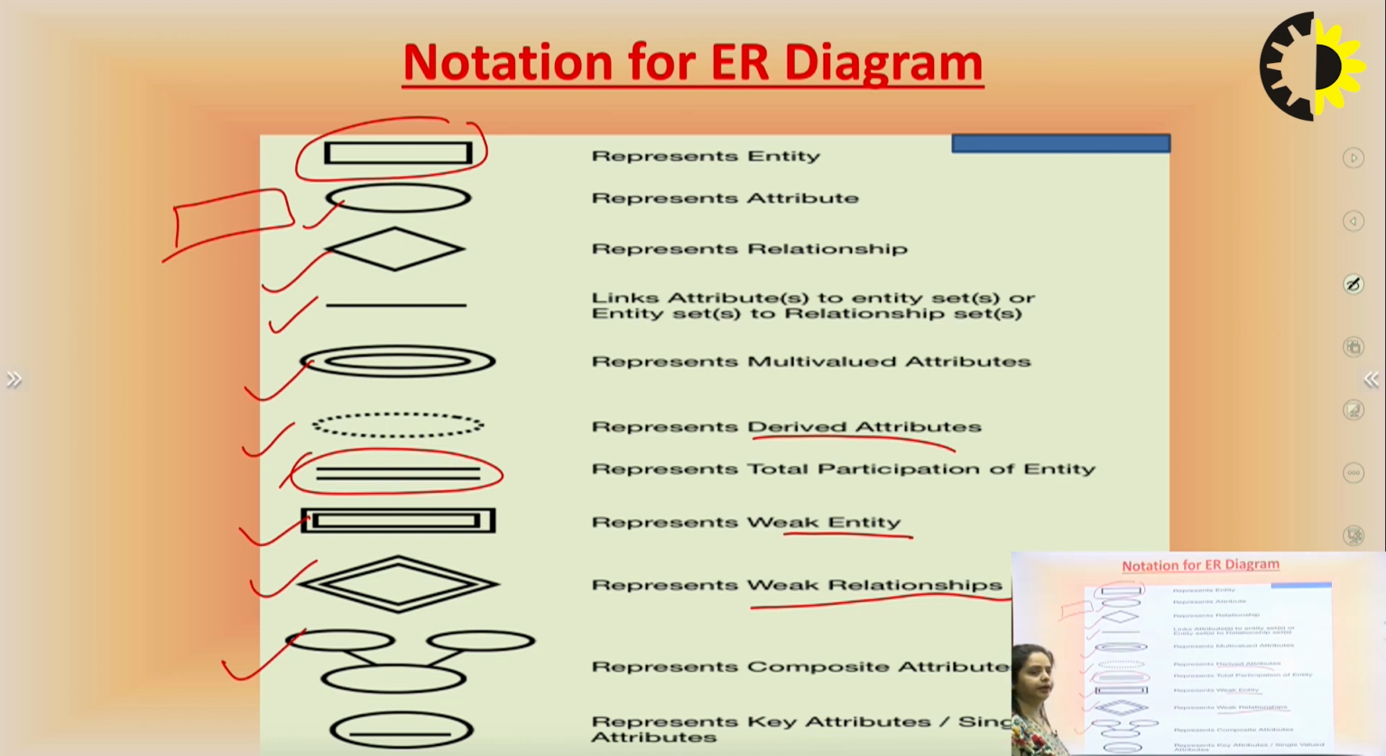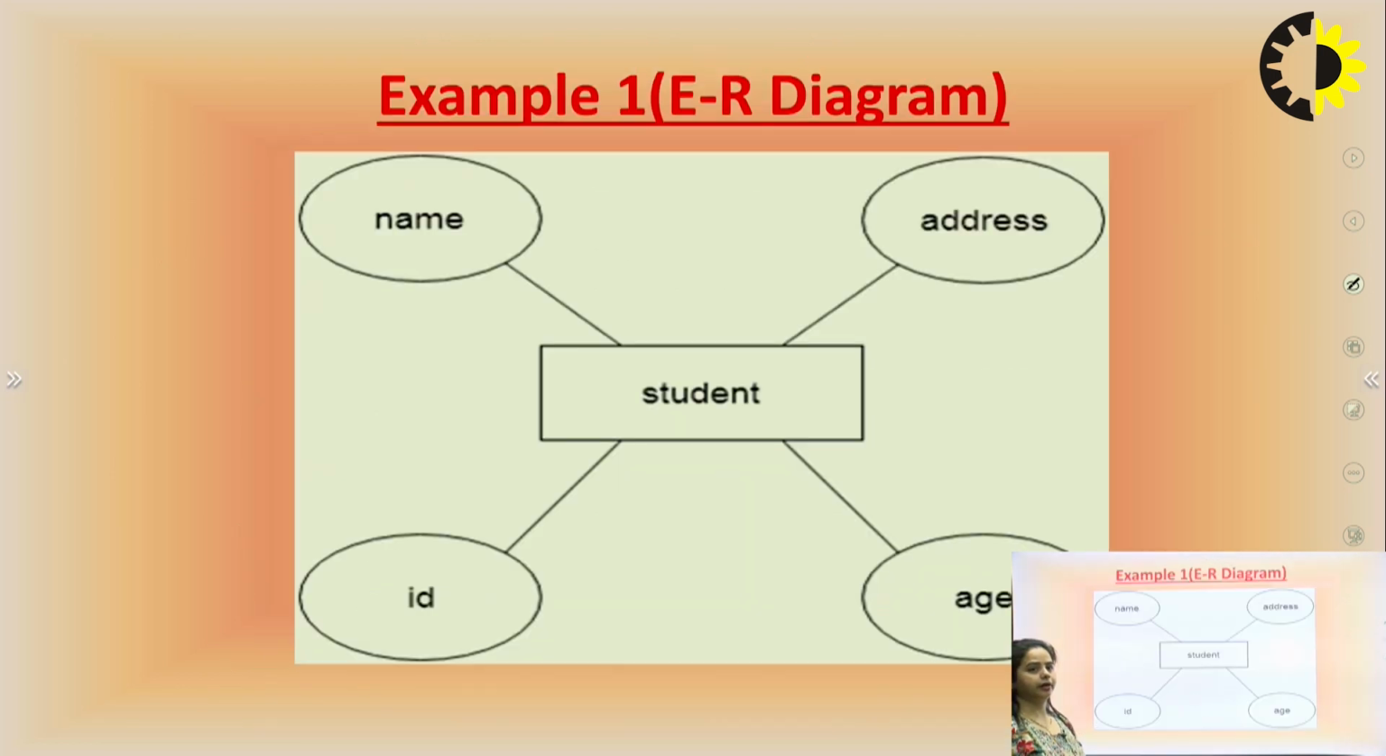And a key attribute, like a primary key or candidate key, is represented by an oval with an underline. These notations are very useful when we draw the ER diagram. Next, this is an example of an ER diagram.